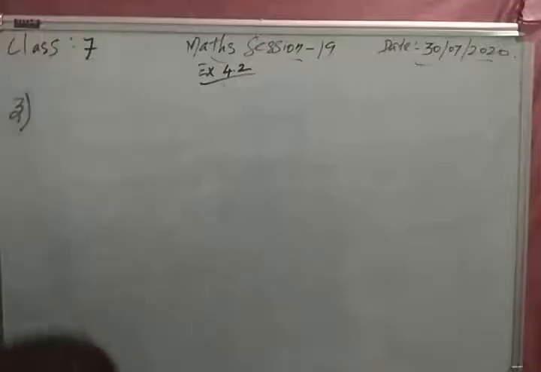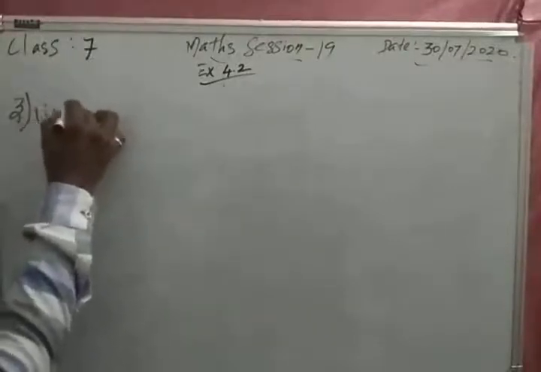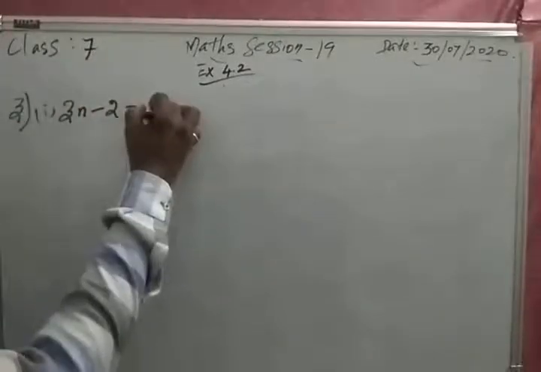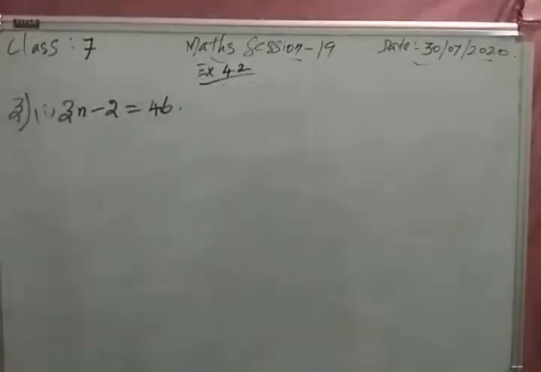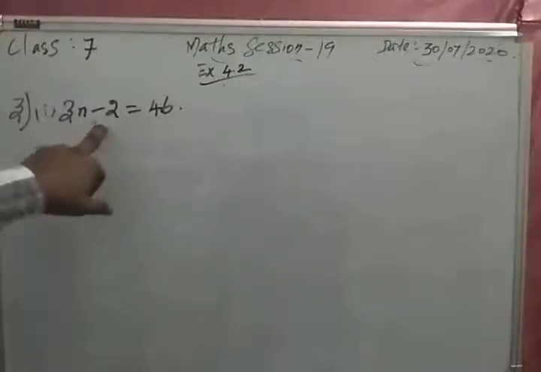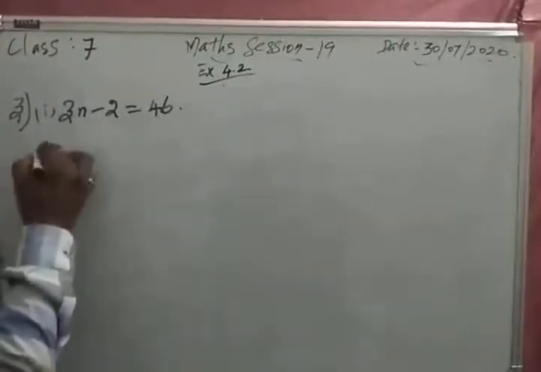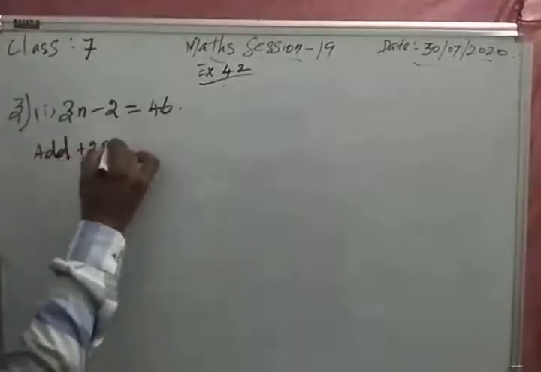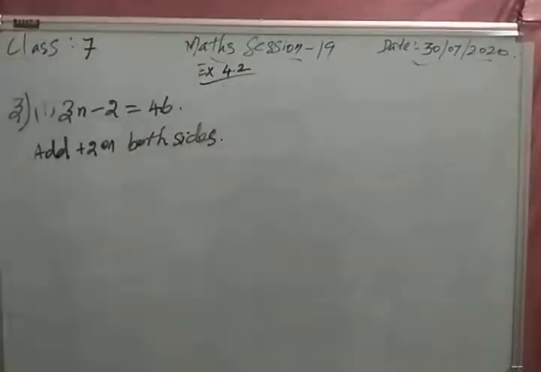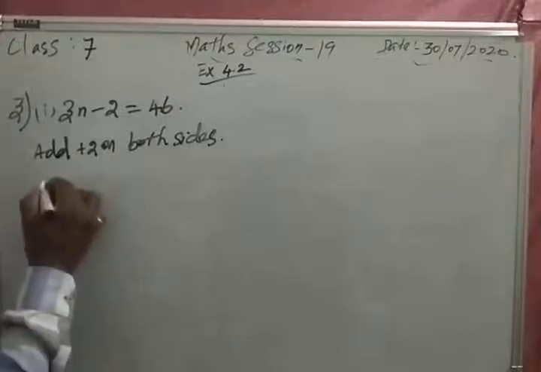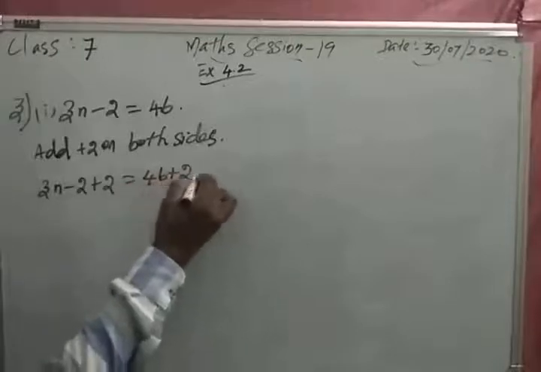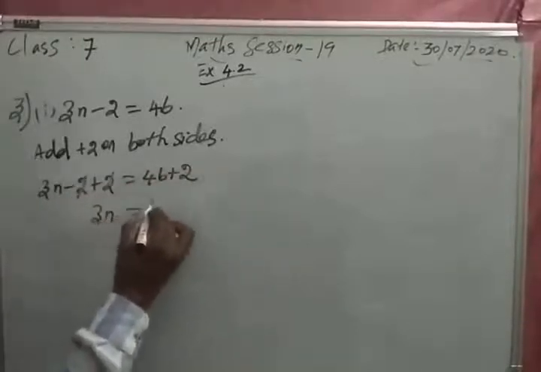First one they have given is 3n minus 2 is equal to 46. So first, see the term of addition or subtraction. Here minus 2 is there. So we can add plus 2 on both sides. What will you get? 3n minus 2 plus 2 is equal to 46 plus 2. So the 2s are cancelled. 3n is equal to 48.